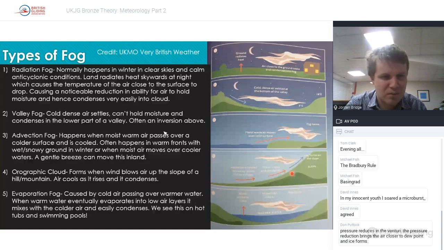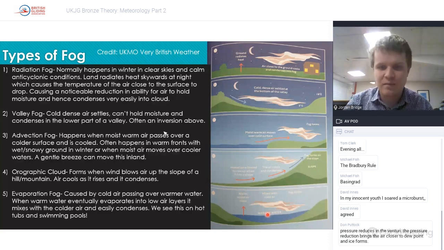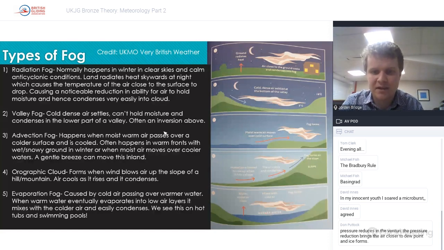And finally, just one more, it's not so relevant: evaporation fog, caused by cold air passing over warmer water. Again, that warm water eventually evaporates into the lower layers, mixes with the cold air, which can't hold it, and it condenses. We see this with saunas, swimming pools, stuff like that. But that won't really affect gliding clubs as much.